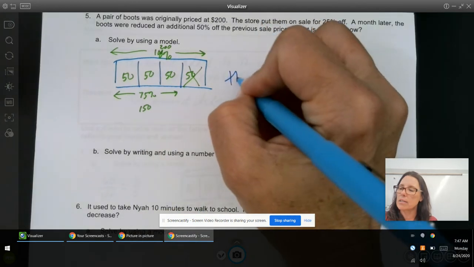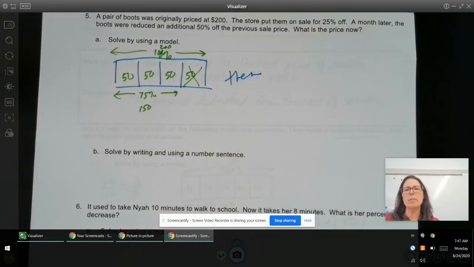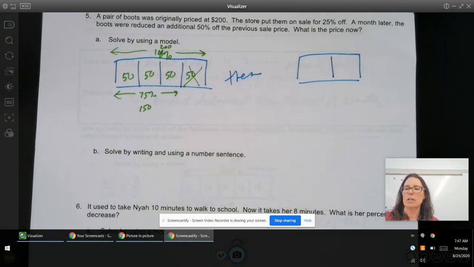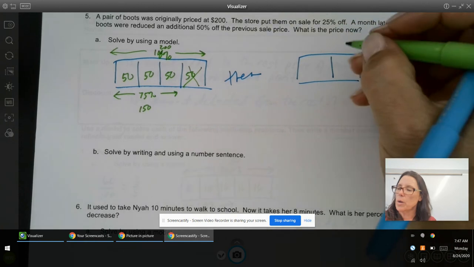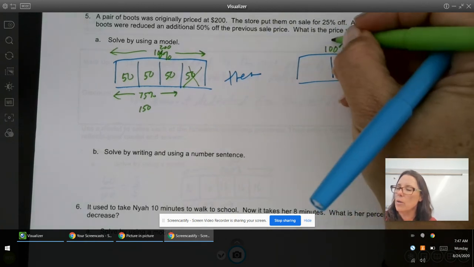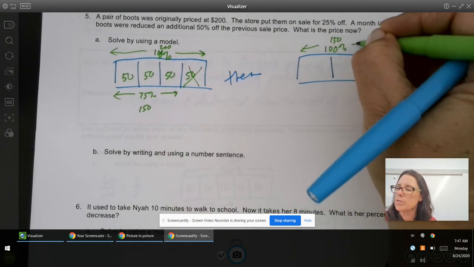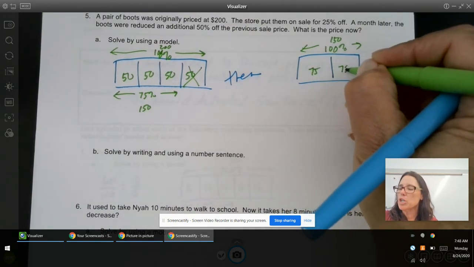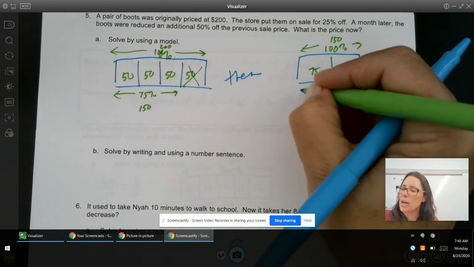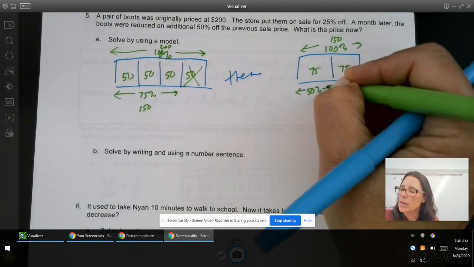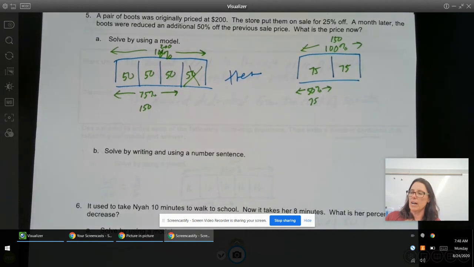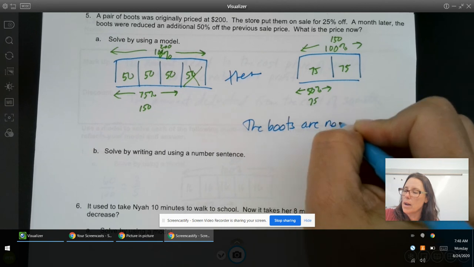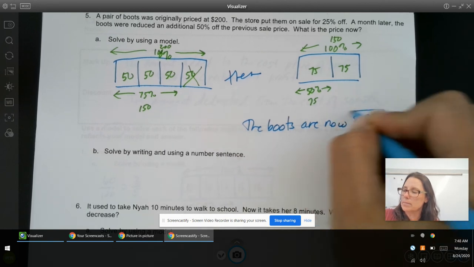Then we need to think about 50% off that. Well, 50% off, 2 boxes. So I've got my 100% is now the new $150. So $75 is that magic number in the box. And if I'm looking at 50%, I'm looking at that 75. So the boots are now $75.